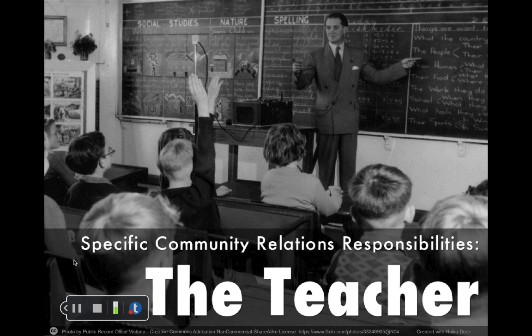Now let's look at some specific community relations responsibilities for teachers. First one, be a good teacher. Develop good relations with pupils, parents, and community. Work cooperatively with colleagues. That collaboration piece comes into play here. Participate in community affairs. Be visible. Be out in the community. If available, work appropriately with the Director of Community Relations and help develop an individual community relation program for a school, often done through a committee.